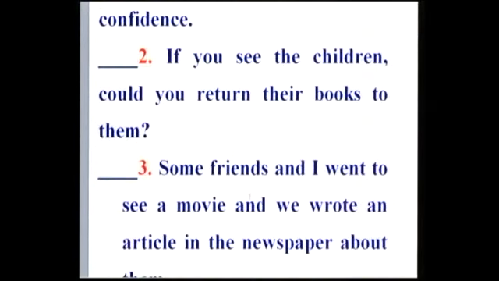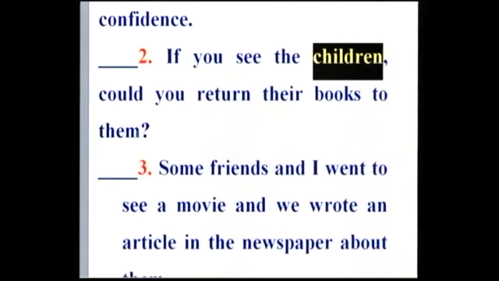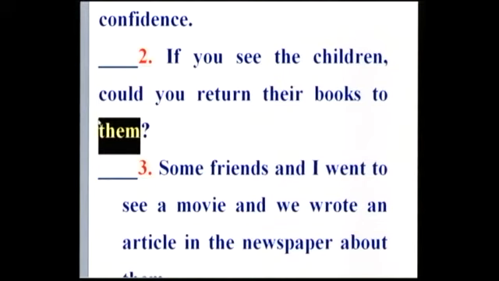Let's look at number 2. If you see the children, "you" is the subject, "see" is the verb. If you see the children, could you return their books to them? "Their" is a possessive adjective followed by the noun "books," it's correct. "To" is a preposition. It's followed by "them," which is an object pronoun, and it refers to "the children," and "children" is plural, and the pronoun here is also plural.